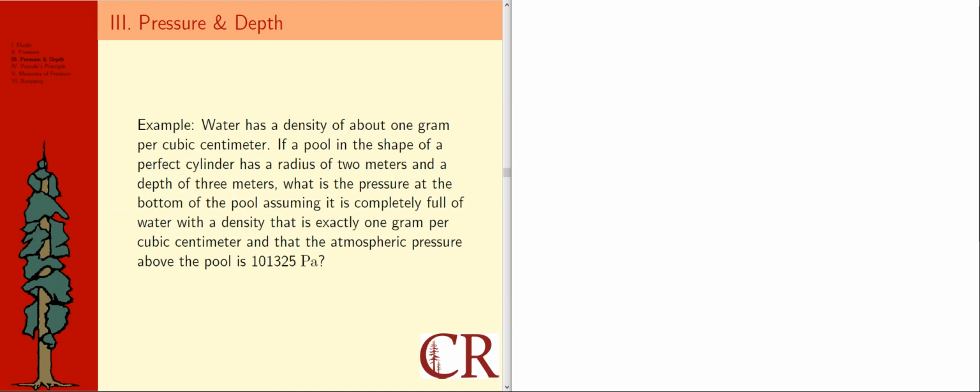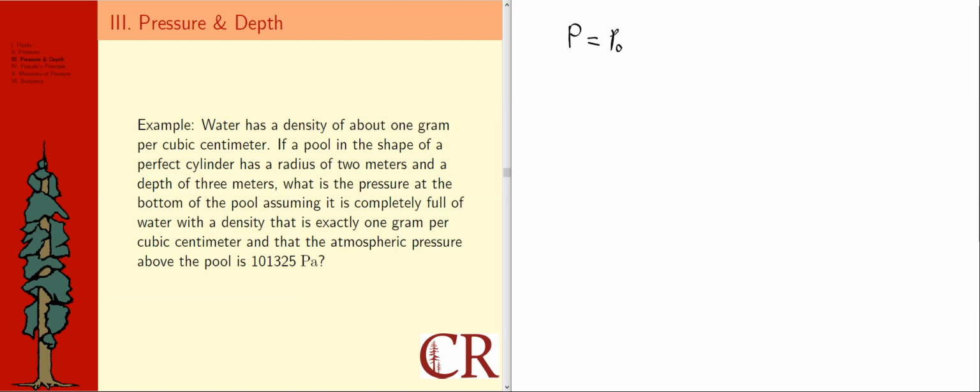Water has a density of about 1 gram per cubic centimeter. If a pool in the shape of a perfect cylinder has a radius of 2 meters and a depth of 3 meters, what is the pressure at the bottom of the pool, assuming it is completely full of water with a density that is exactly 1 gram per cubic centimeter and that the atmospheric pressure above the pool is 101,325 Pascal?